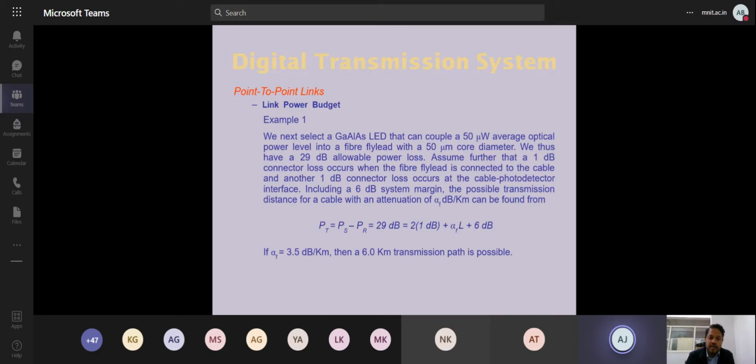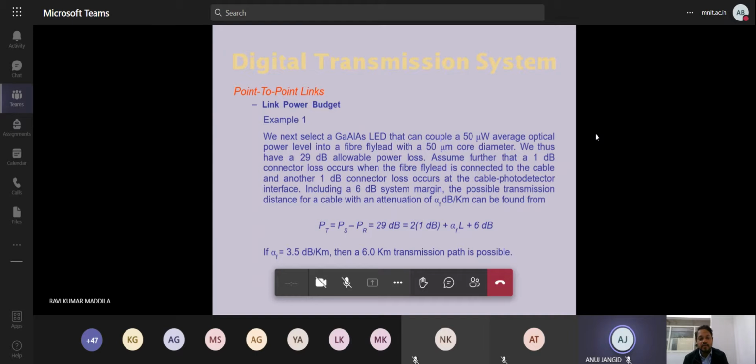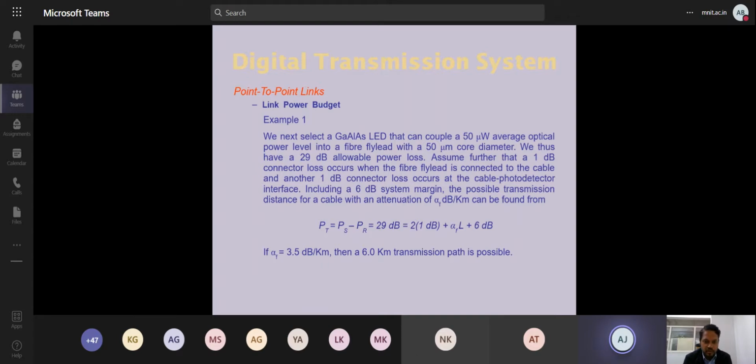If alpha F is 0.2 dB per kilometer, then how much transmission distance can you have? Nobody seems to be listening. 10.5 kilometers. कितना 10.5? If alpha is 2 dB per kilometer, yes, it is 10 kilometers. Fine.